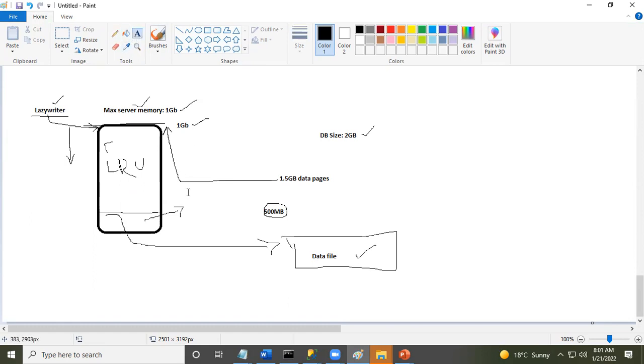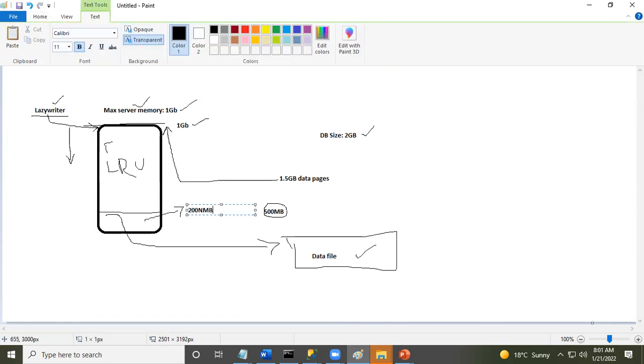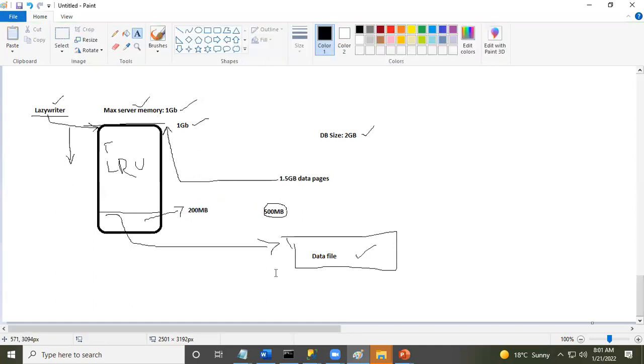Let's say, for example, 200 MB is cleared. If 200 MB is cleared, then we can place 200 MB of pages here, right? Again it checks if there are any other pages not recently used that I can remove. Then it will remove those pages and move them to the data file. So though pages are in use, if needed, they will be removed from the buffer pool and written into the data file.